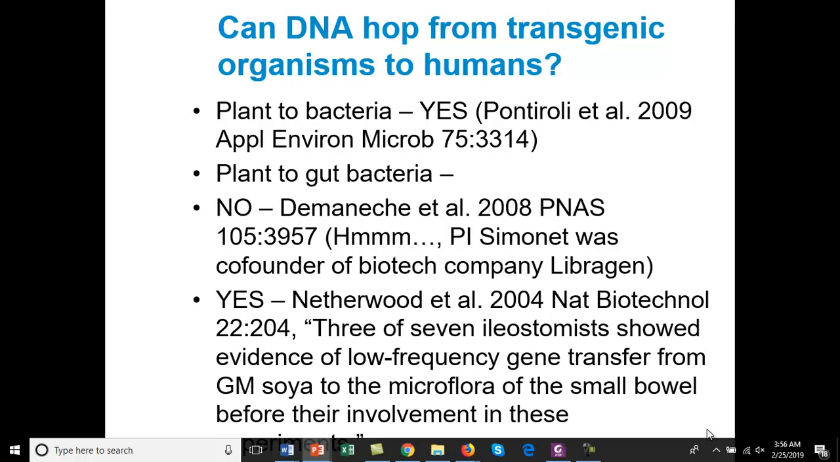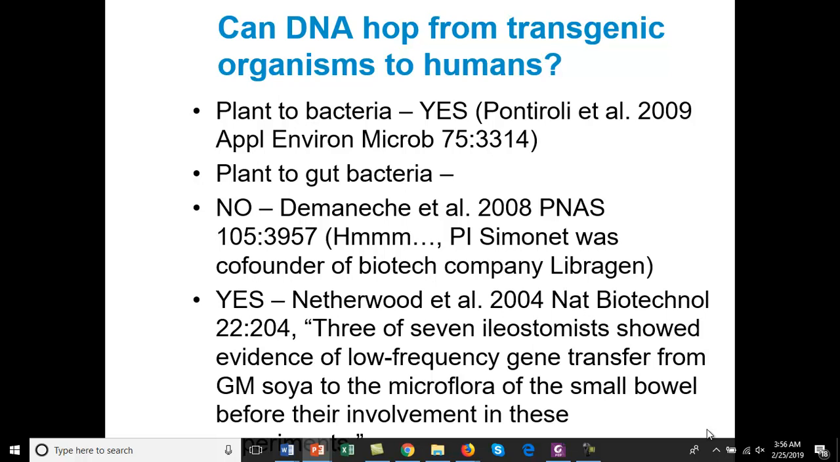It doesn't go through the colon, and it's not adapted through the colon, and a lot of gut bacteria will die in the colon. So they were testing ileostomates, and what they found was that out of 7 ileostomates, 3 of the 7 showed low frequency gene transfer from GM soybean to the microflora of their small bowel. Okay, so what that means is they were actually seeing Bt genes in small bowel bacteria, and the genes were being transferred. So they answered their own question, yes.